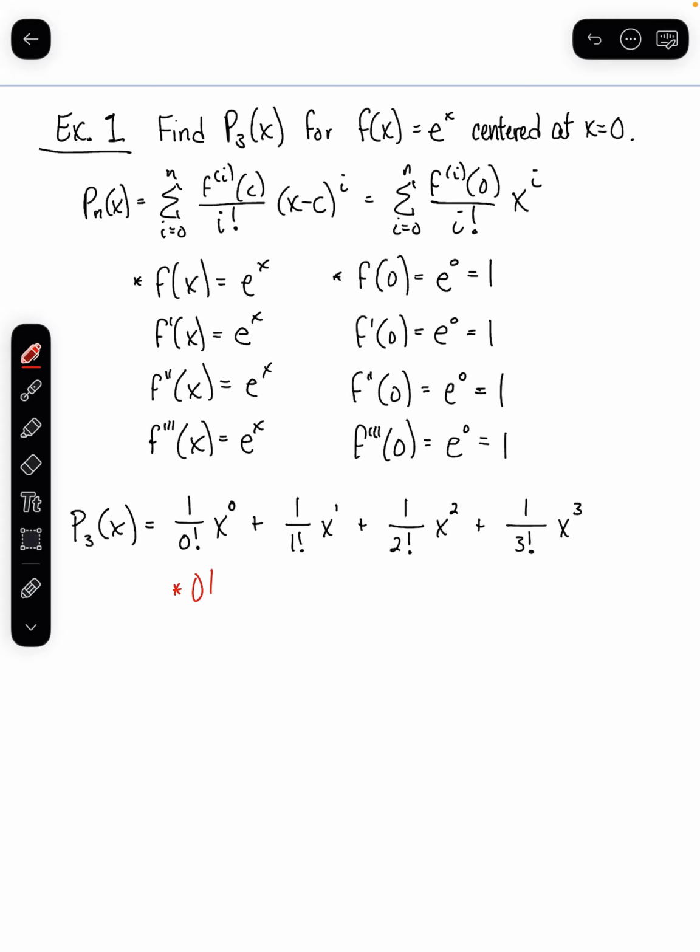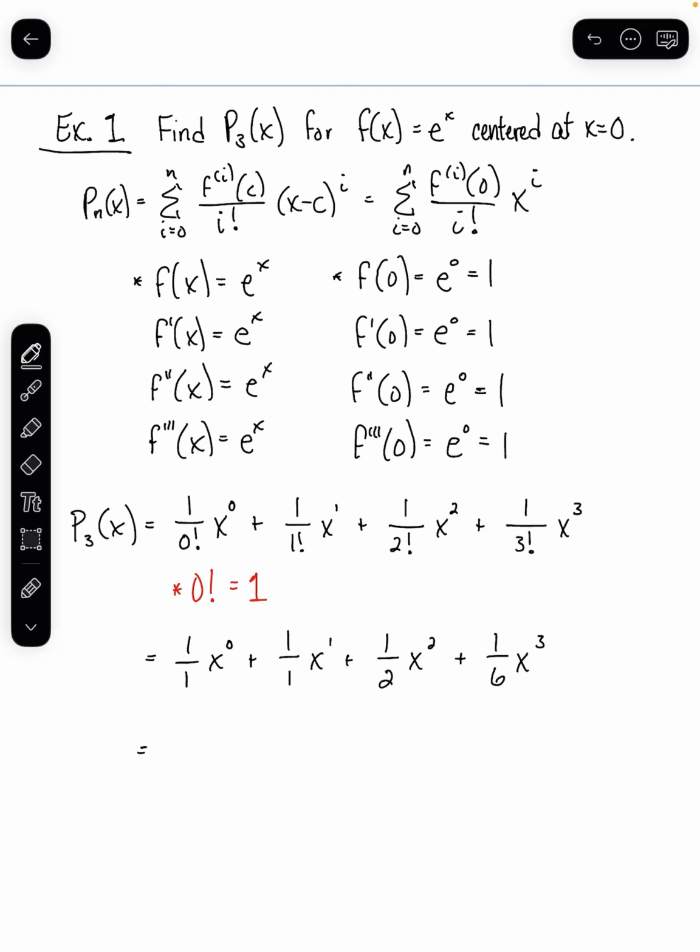Please note again that 0 factorial is defined as being equal to 1. Again, that is a topic for another day. So we have 1 over 1 times x to the 0, which is 1. And then we have 1 over 1 factorial times x to the first. 1 over 2 factorial, which is 2, times x squared. And then 1 over 3 factorial, which is equal to 6, times x cubed.